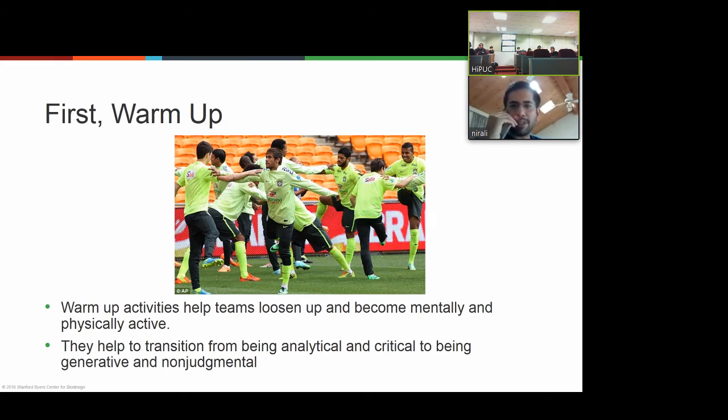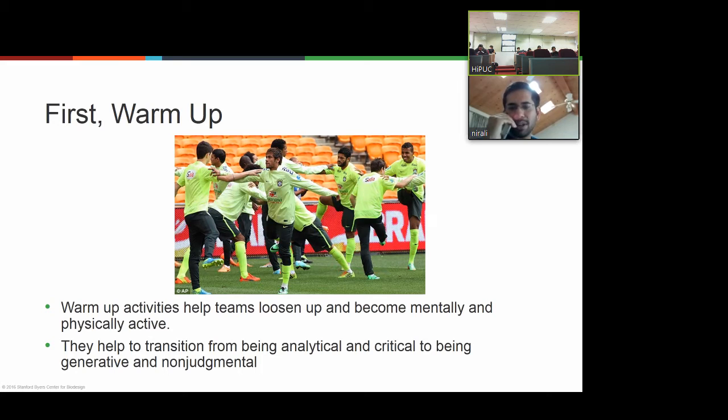Okay. So the first step is to warm up. So you see here, warming up is very important across any activity that's going to be intense. And so if you're going to play football, you have to warm up your body, but if you want to brainstorm, you have to warm up your mind. So it helps you transition from being analytical and critical. Those are not useful.